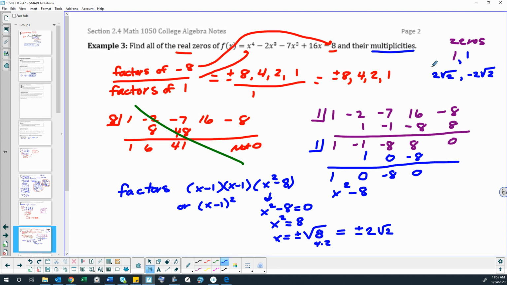Now, the reason these real zeros are not part of this list is because this list, this theorem, only gives us rational potential zeros, and these 2 zeros are not rational. So they cannot come from this theorem. Roots theorem.